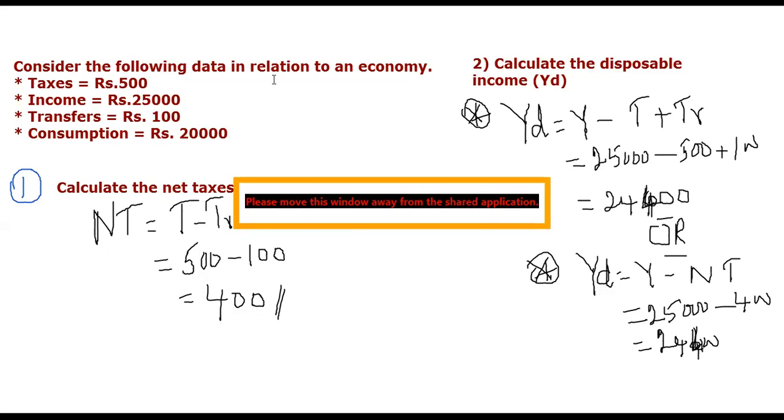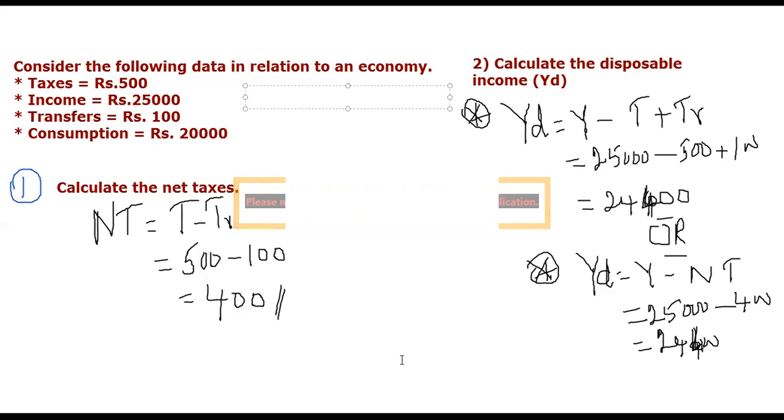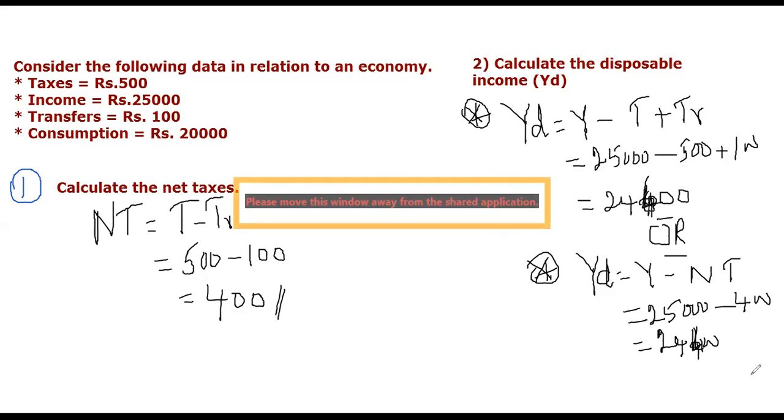Okay. Third one. What I gave you at the beginning is the correct answer, not 24,400. It should be 24,600. Right, make it 24,600. So we'll come to the third one.